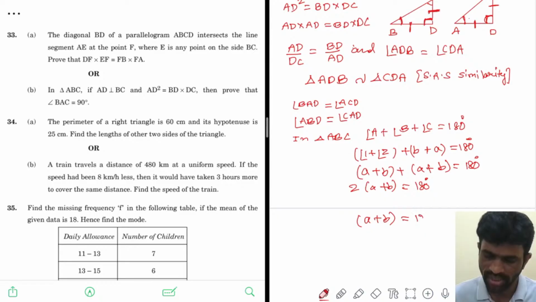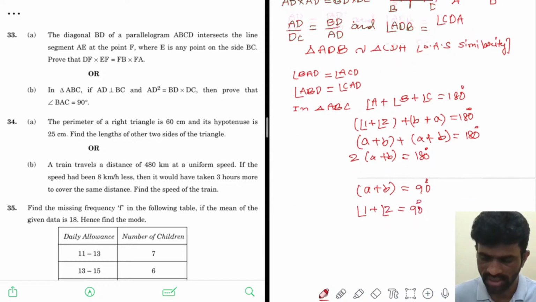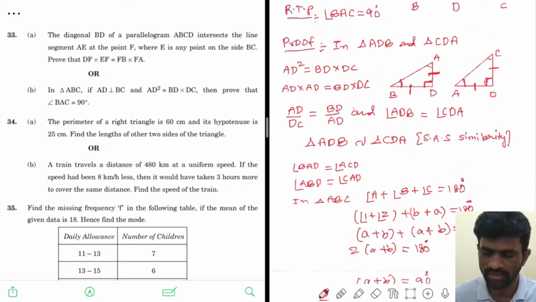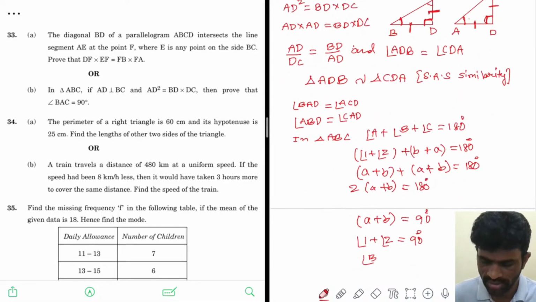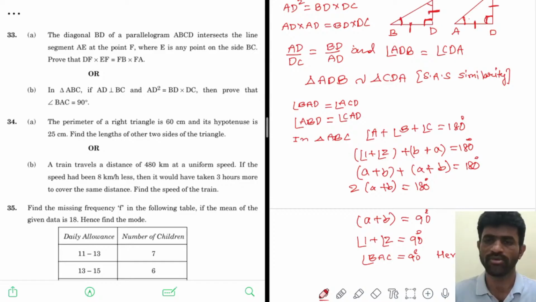If A plus B is equal to 90 degrees, angle 1 plus 2 is also 90 degrees. What is angle 1 plus angle 2? It is nothing but angle BAD. If you observe, angle 1 plus angle 2 is nothing but 90 degrees only. So that is nothing but angle BAC is 90 degrees. Hence proved. Hope you understood this.